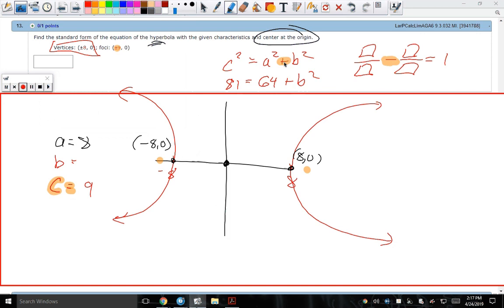So as far as my a term is concerned, what's 81 minus 64? 17. So b is the square root of 17. You with me? That means up and down, I'm going to go root 17, whatever it is. Root 17 is a little bit over 4, and that's what my y is going to do. So let's do a little bit more to scale, so probably here and here.